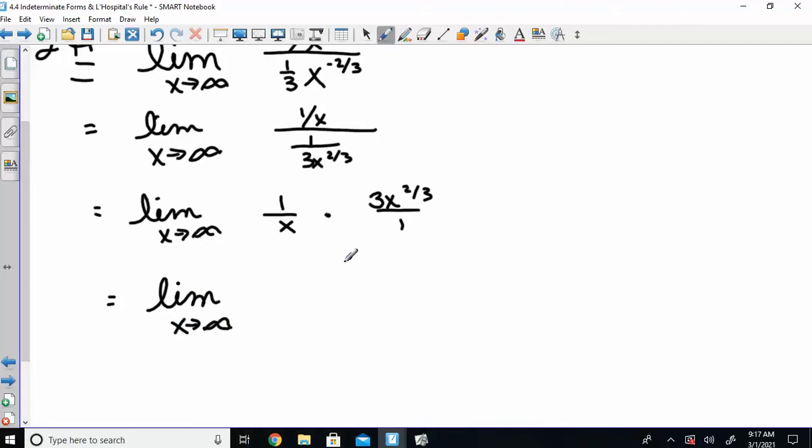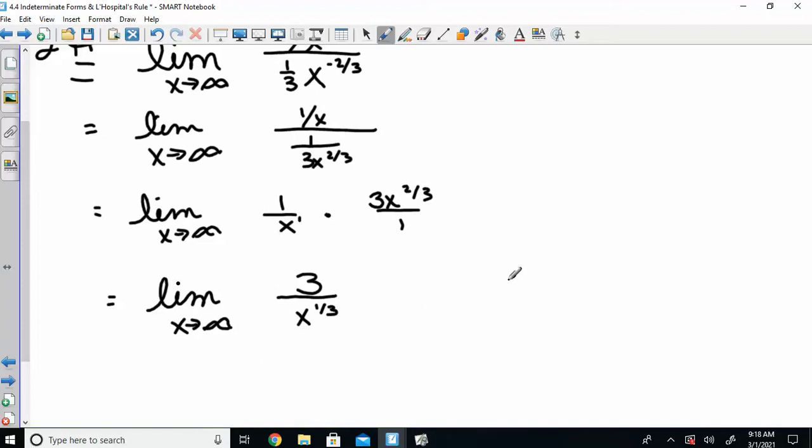Okay, I have x's on top and bottom. Where do we have more of them? This is an exponent of 1. 1 is bigger than 2/3. So 1 minus 2/3 is a 1/3. So I have 3 over x to the 1/3. Okay, that is significantly easier to look at.